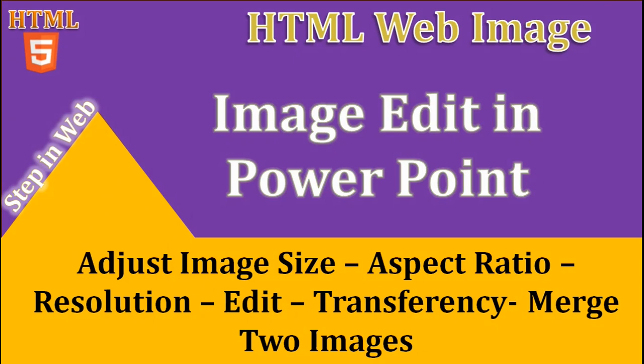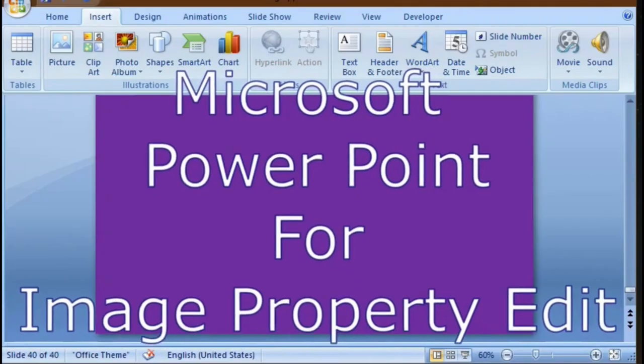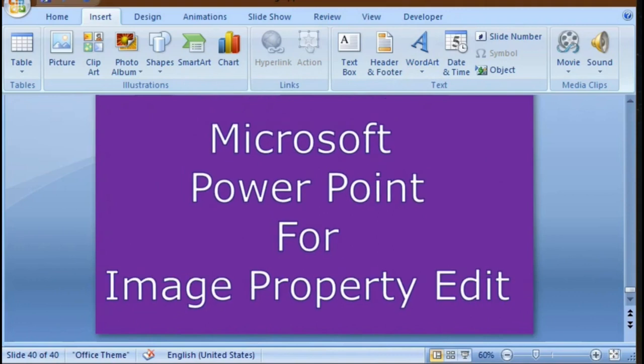Instead of that, we can use Microsoft PowerPoint and Paint to do small corrections, and we can manipulate the entire image for its resolution, aspect ratio, or merging and transparent mode. Like that, we can do it with PowerPoint and Paint. For simple edits of an image, we can use Microsoft PowerPoint instead of Photoshop.